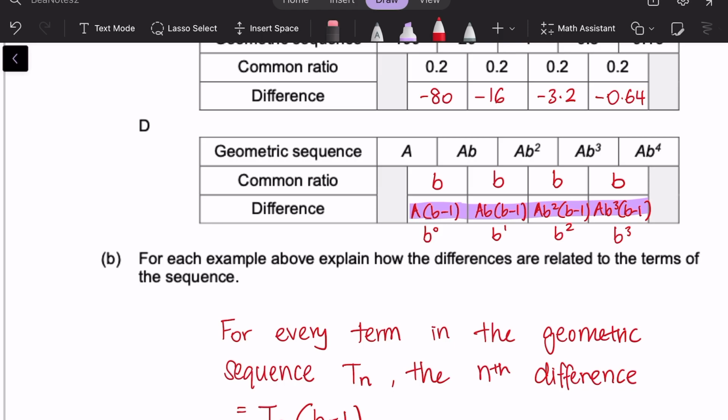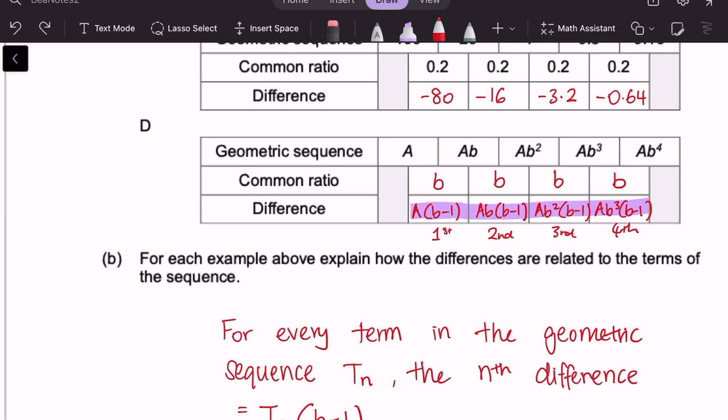And let's number them. So this is the first term, this is the second term, third, fourth, right? And notice that the power on the b is always one less than the order that it's in. For example, the first term of the purple highlighted sequence has b to the power of 0 because 0 is 1 less than 1. And then this one is b to the power of 1, which is 1 less than 2, and so on.